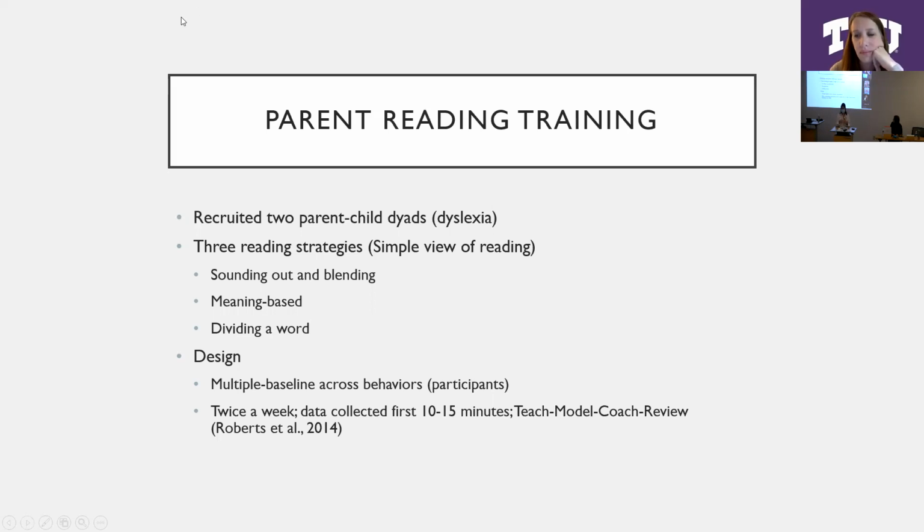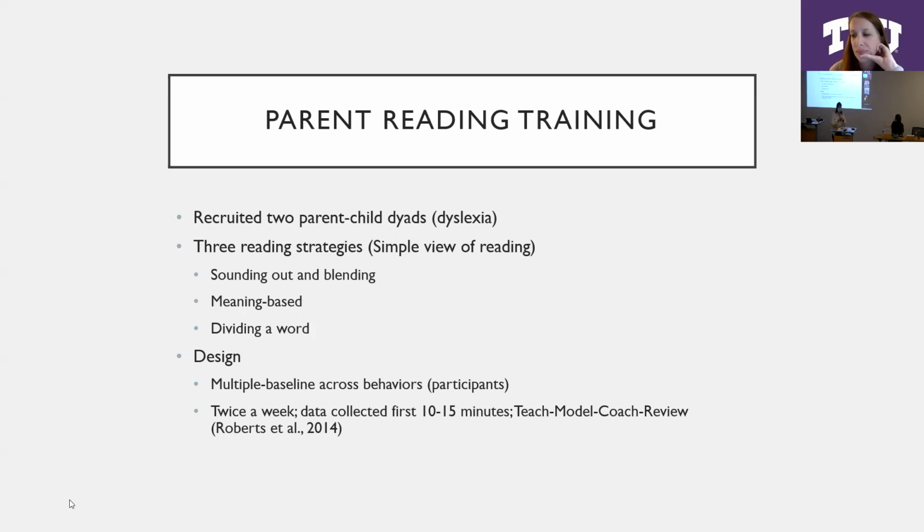So we had these 3 behaviors, and what we did in terms of the design, and it'll be a little clearer once I show you the 3 graphs, is that we changed the order in which we taught each strategy to the parent. So we could also look across both participants as well, because each intervention reading strategy was taught at a different time. Off the top of my head, I think parent dyad 1 did that order, and parent dyad 2, I think we started with dividing a word, then went to sounding out, and then we did meaning based.